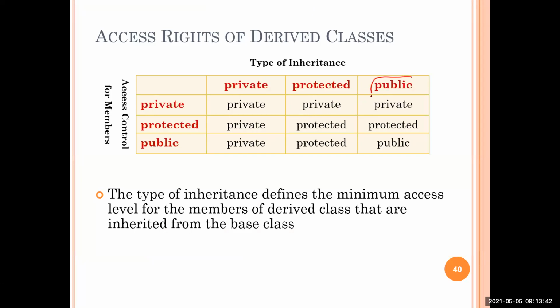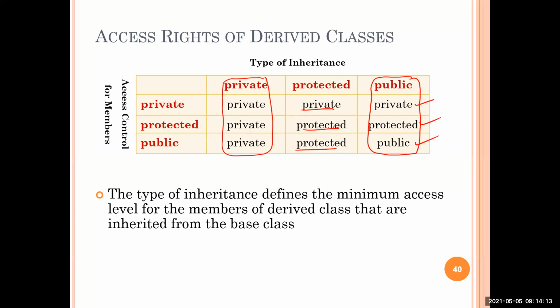So mostly we are dealing with this, okay, almost more than 90% of the time, right? If the type of inheritance is public, private will remain private, protected will remain protected, public will remain public. Public means there is no change. If the type of inheritance is private, everything will become private, it makes sense. And if the type of inheritance is protected, private will stay private, protected will stay protected, but public will also become protected.